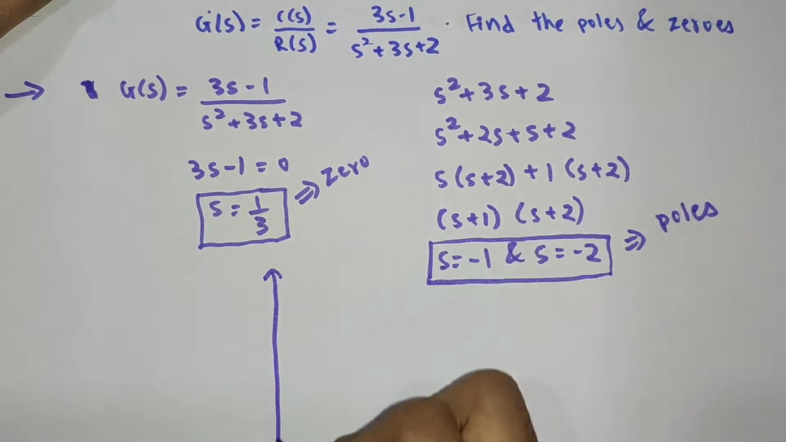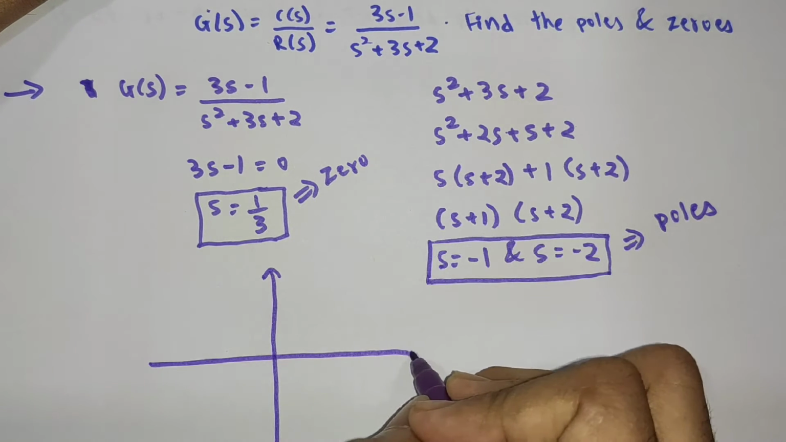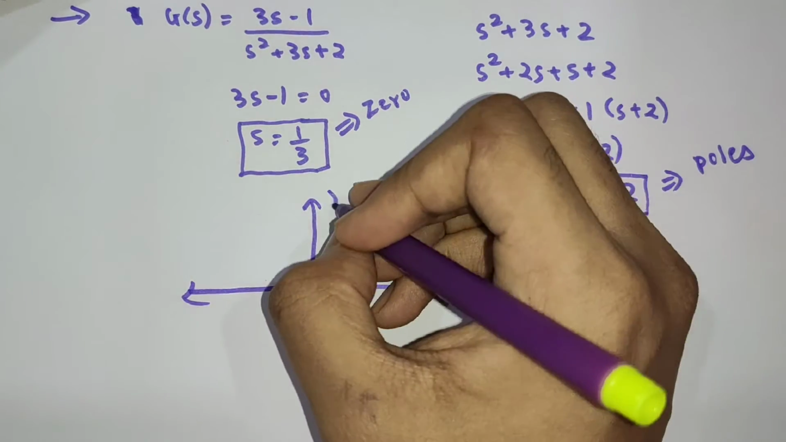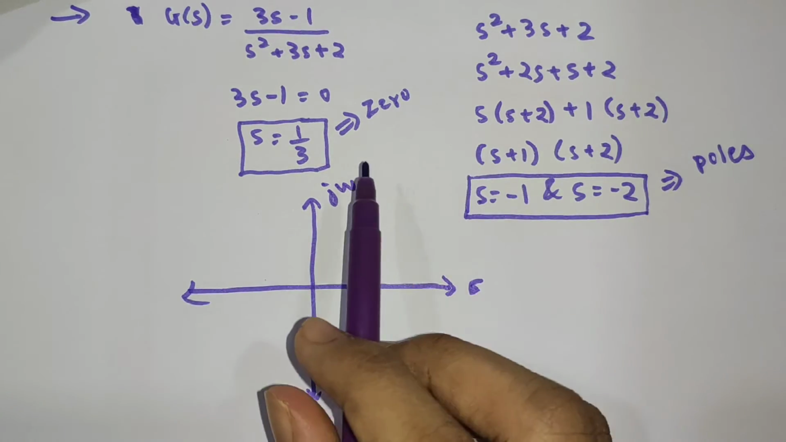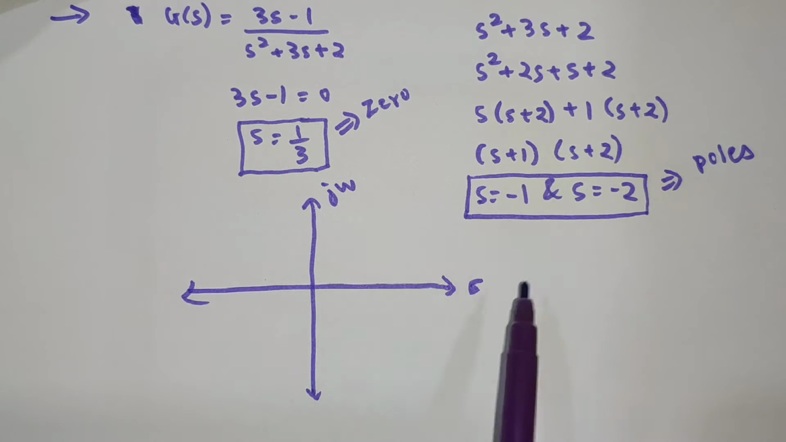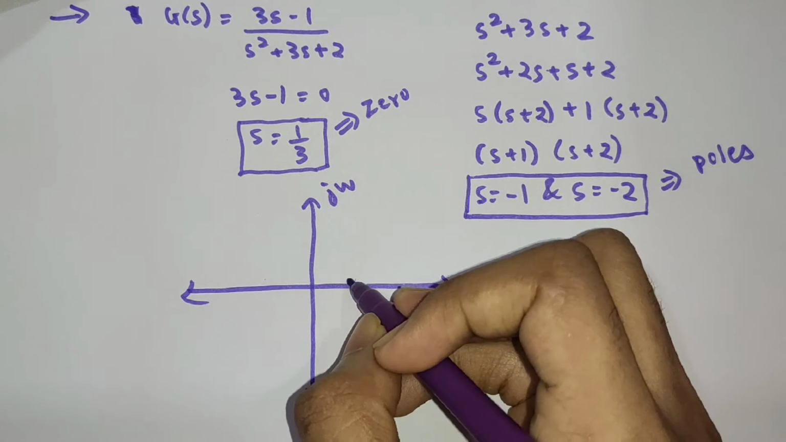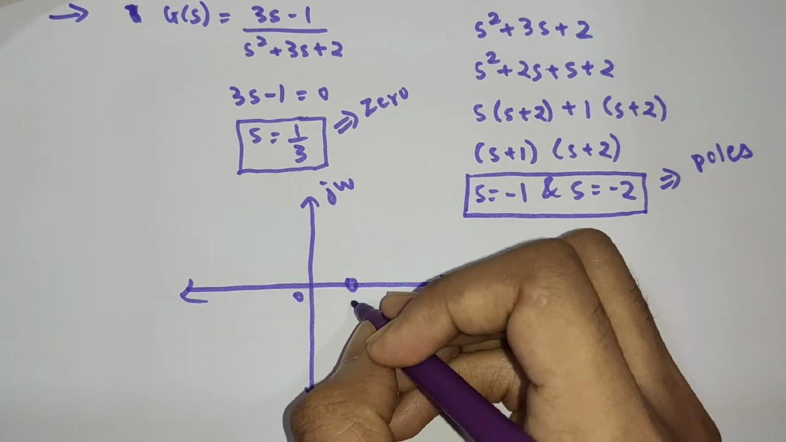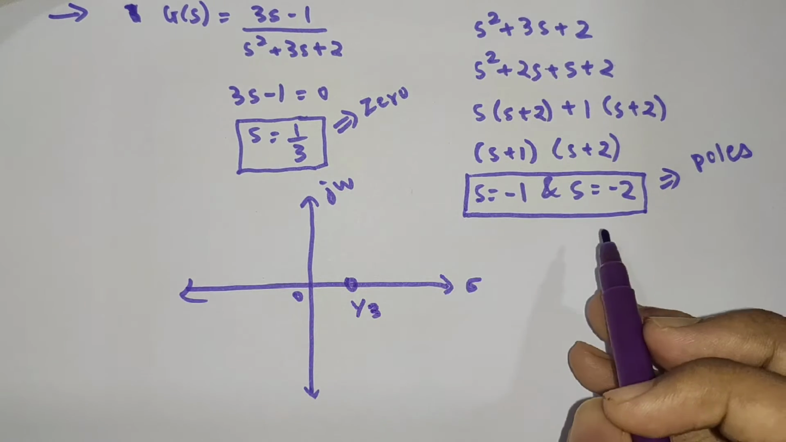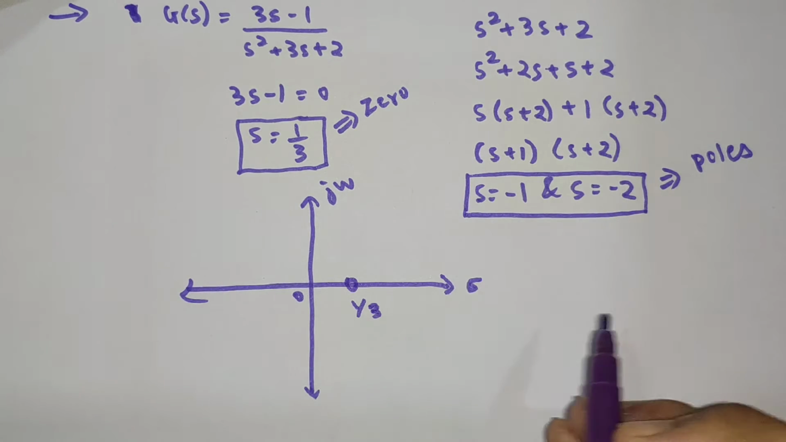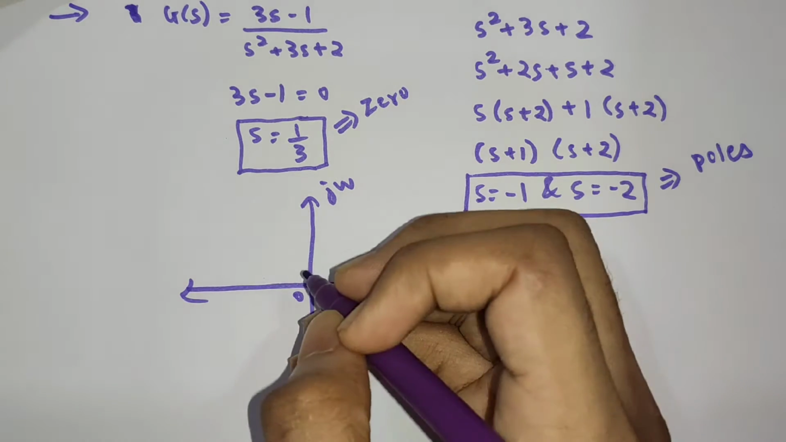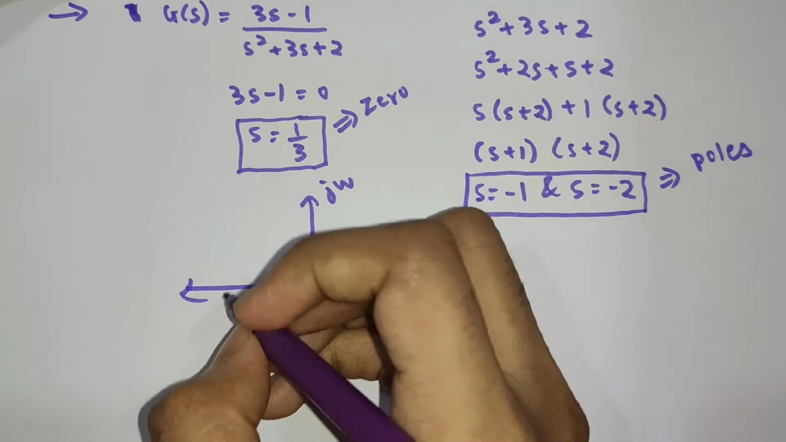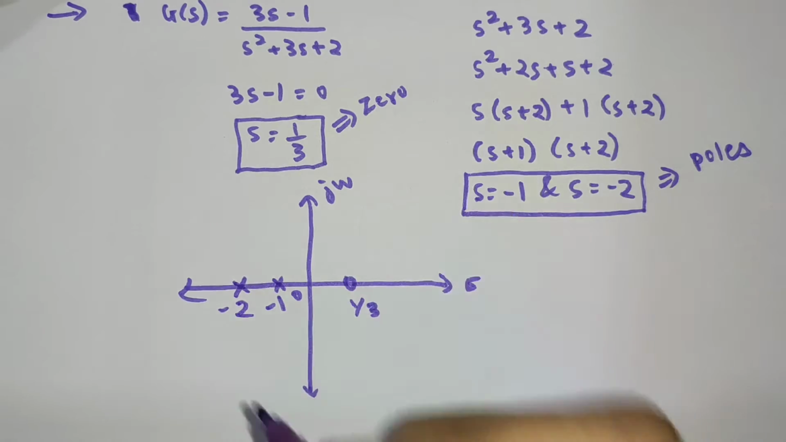Okay, now how are you going to plot this? For plotting, like I have already told you, this will be sigma, this will be j omega, and here the zero is at 1/3, which is a real number. So we are going to plot it on the right side of the origin and mark it as a zero at 1/3. The poles, both poles are negative and real numbers, so they will come to the left side of the origin, and we are going to mark them as -1 here as a cross and -2 here.